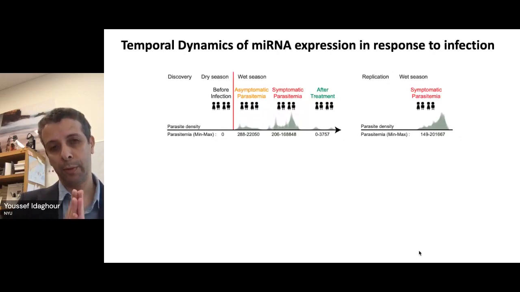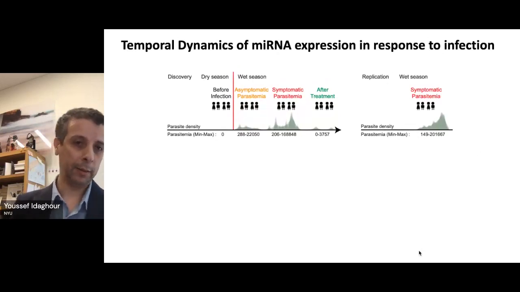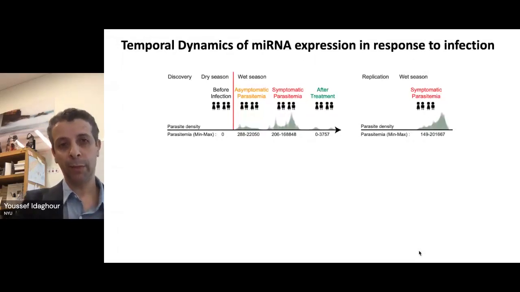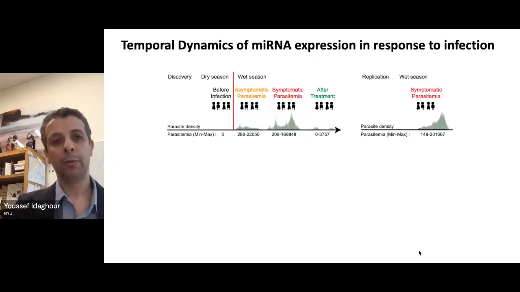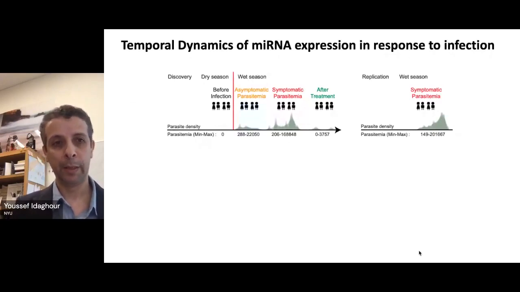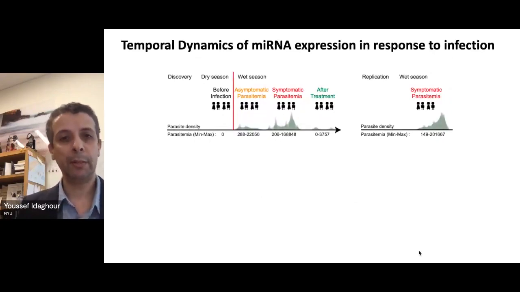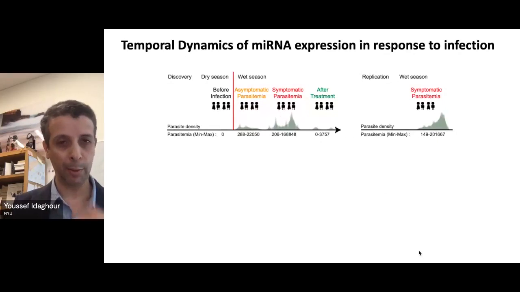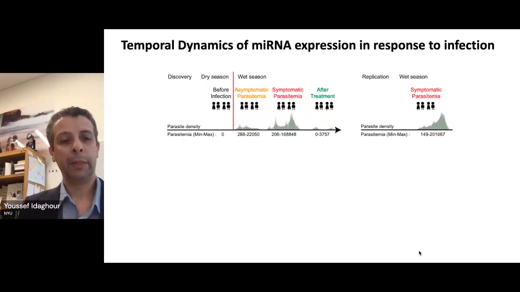We want to focus on a group of children before infection, and the design, because malaria is seasonal in Burkina Faso, we have an opportunity to actually sample children before infection and follow them over time and do weekly visits and sometimes bi-weekly visits, and we can really track when they get infected. And in this regard, we've been able to sample about 20 children during the asymptomatic parasitemia stage, meaning that they don't show any symptoms, but we've actually detected the parasite in their blood.